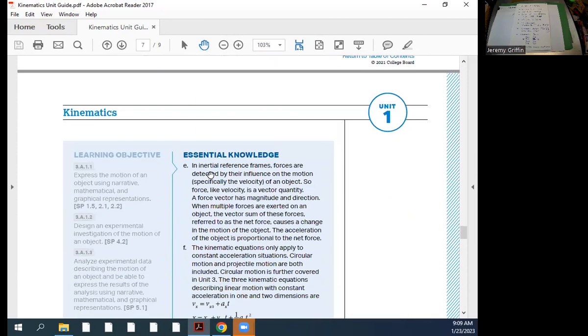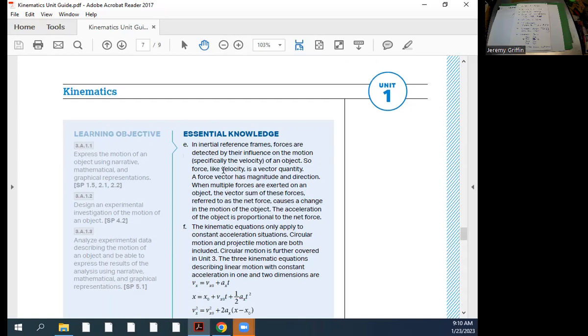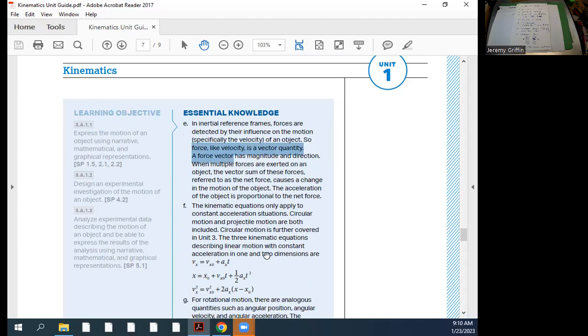Part E. In inertial reference frames, forces are detected by their influence on the motion, especially velocity, of an object. So force is a vector quantity, just like velocity is a vector quantity. I don't know why they're talking so much about forces here, because force is not even in any of these kinematic equations. In kinematic equations, all you care about is displacement, velocity, acceleration, time. Whatever, it's more of a unit 2 concept, I would think.